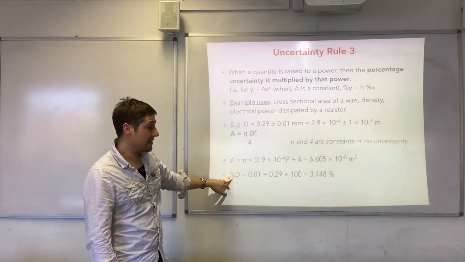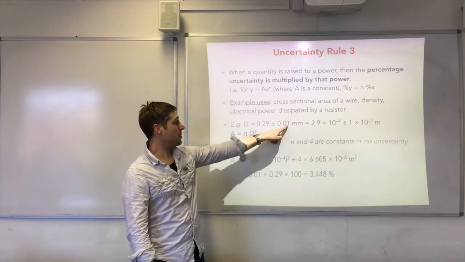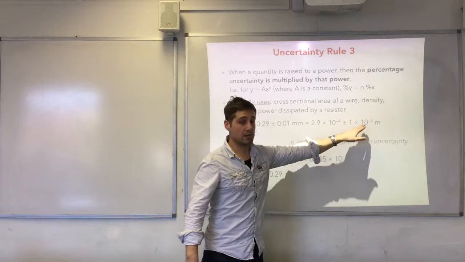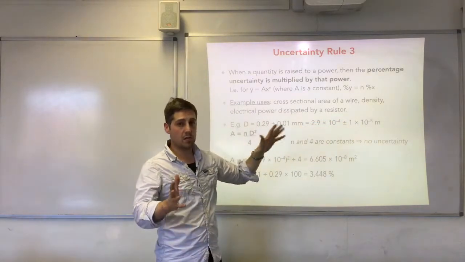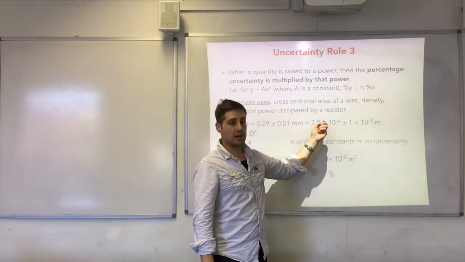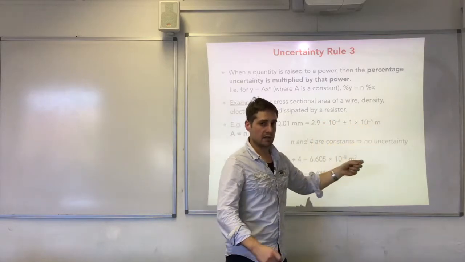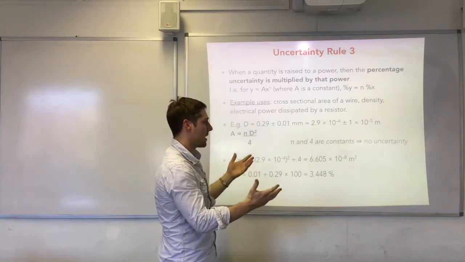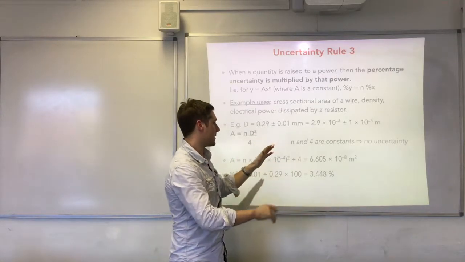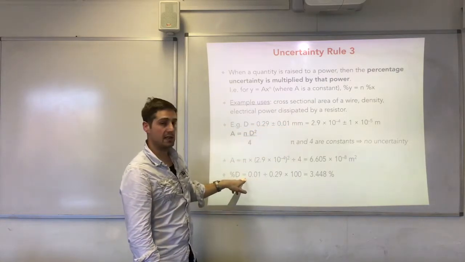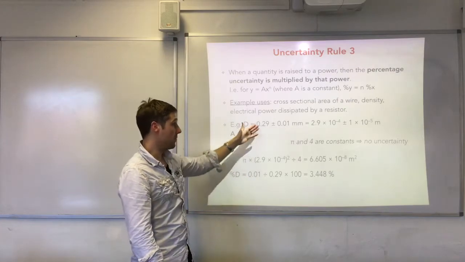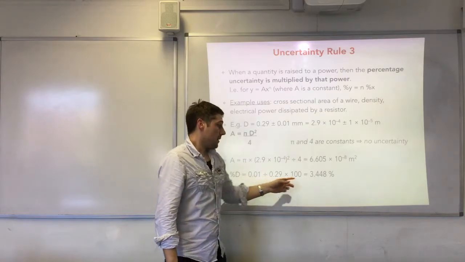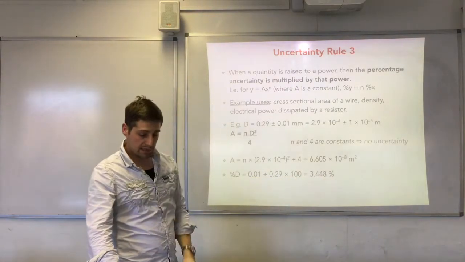The percentage uncertainty in D is the 0.01 divided by 0.29. Now, you could use these values if you were really eager, but there's no need to, because all I've done here is divide by 1,000, divide by 1,000. So if I do divide by 1,000, divide by 1,000, they cancel out. So that conversion factor cancels out. So you can just do a percentage uncertainty calculation using the values in millimeters. It's absolutely fine. And you get 3.448%.